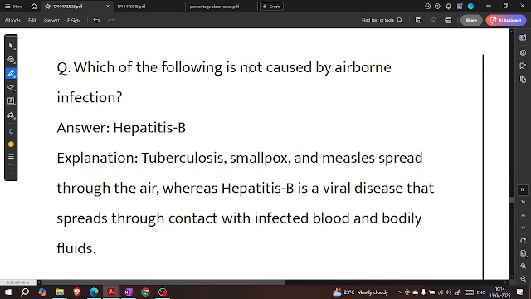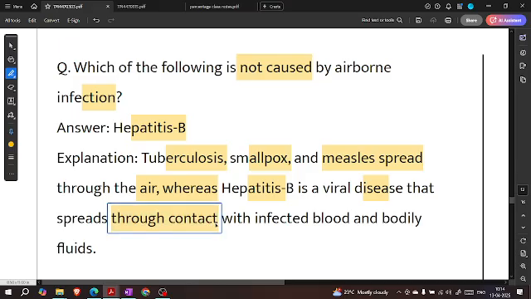Which of the following is not caused by airborne infection? Hepatitis B. Tuberculosis, smallpox, measles are spread through the air, whereas hepatitis B is a viral disease that spreads through contact with infected blood and bodily fluid.